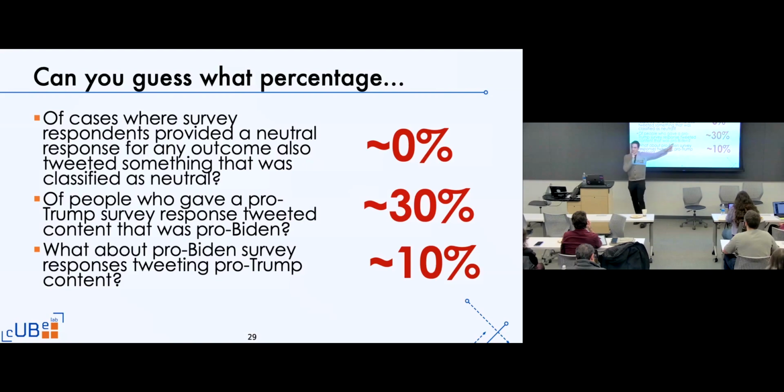So 3 in 10 of the people who gave a pro-Trump survey response tweeted pro-Biden content. What? And even some people who were pro-Biden on the survey tweeted pro-Trump content.